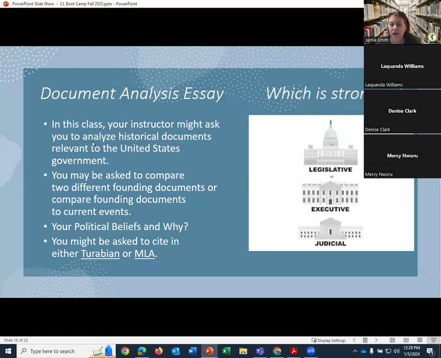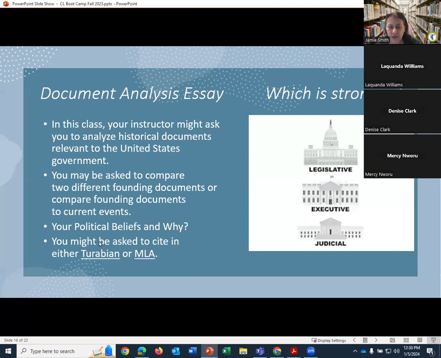But anybody could write about historical documents and how they're relevant to U.S. government. In both classes, I've seen them writing about the Constitution in one way or the other. One of the things, and I don't even know which class it's in, will say, which is stronger, the legislative body, the executive body, or the judicial body? Like I said, I'm not sure which class that's in, because it could be looking back, or how we see it today. Because right now, our Senate and our House give a lot of power to the executive. But was that how it was in the historical sense? These are things you'll be looking at.